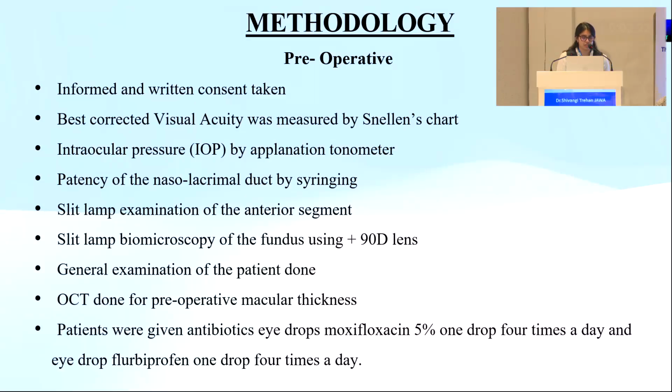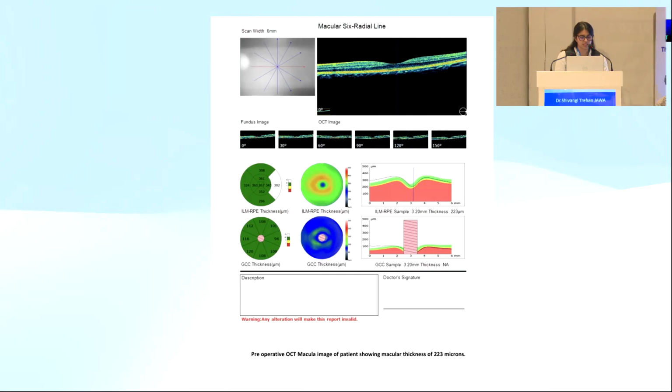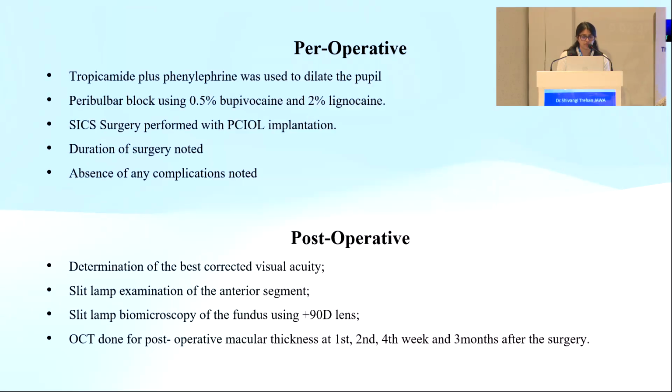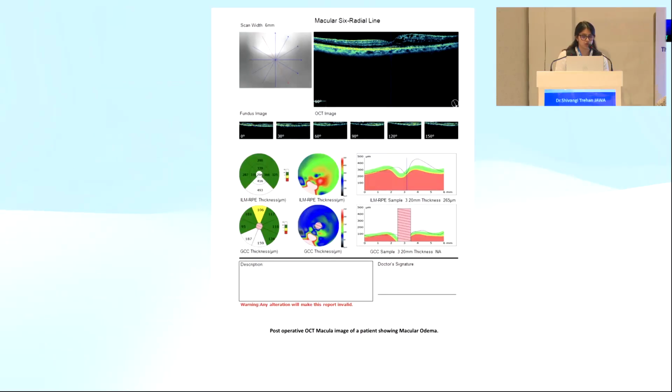For the methodology, first we took preoperative written informed consent, along with BCVA, followed by IOP, then patency of the NLD, slit lamp biomicroscopy, and OCT. This was the preoperative OCT macula image. Then, perioperatively, dilatation was done, then peribulbar block, and SICS was performed with IOL implantation. The duration of surgery was noted, and the absence of any complications was also noted. Post-operatively, we checked BCVA with slit lamp biomicroscopy, and OCT was done. This was the OCT of the patient after operation.